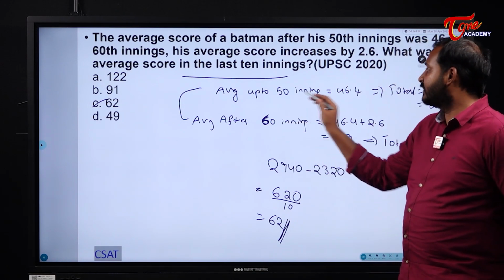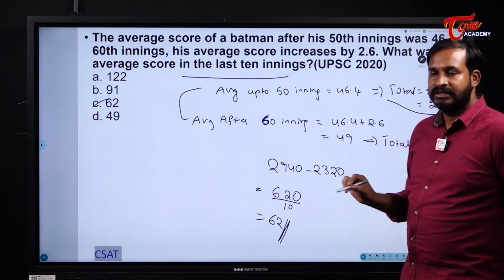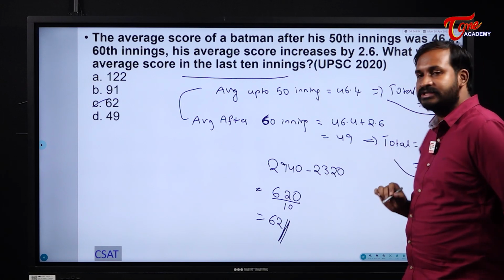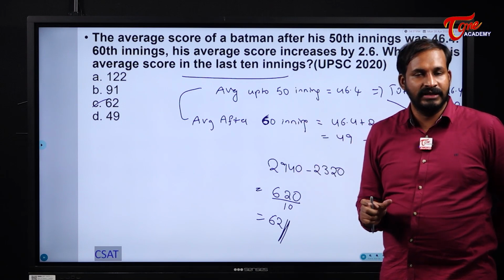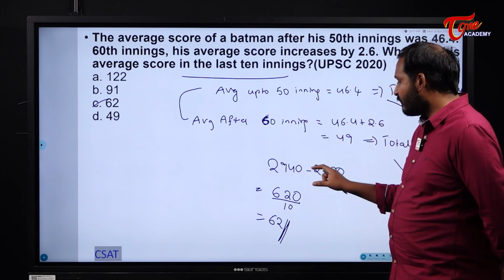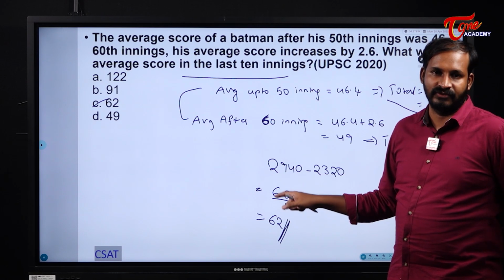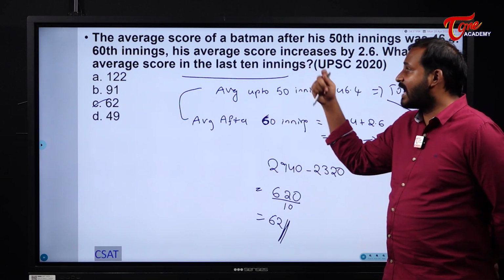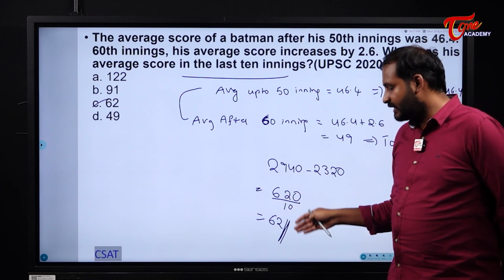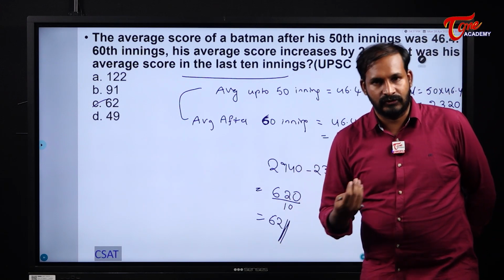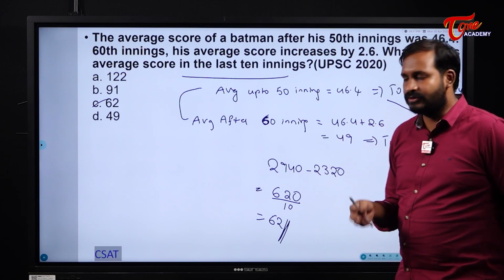What we have done? First we calculated the total up to 50 innings. Next we calculated the total up to 60 innings. The difference between these runs will be the runs scored by him in his last 10 innings, 620. And then the average. Average means sum by number of observations. So 620 by 10 became 62.